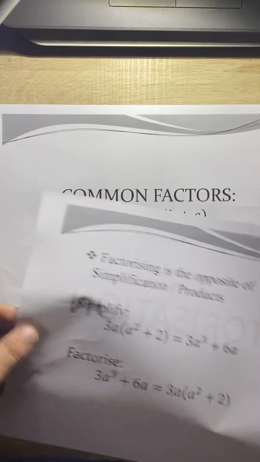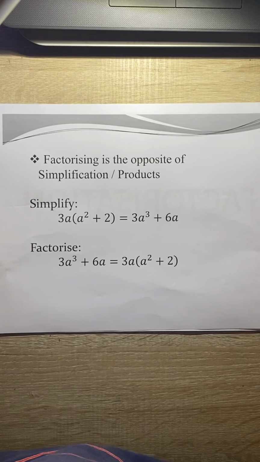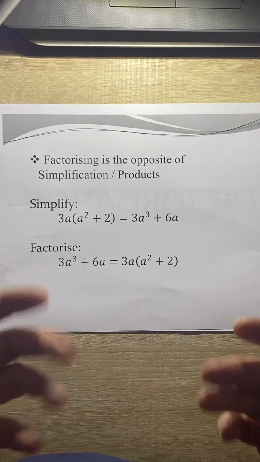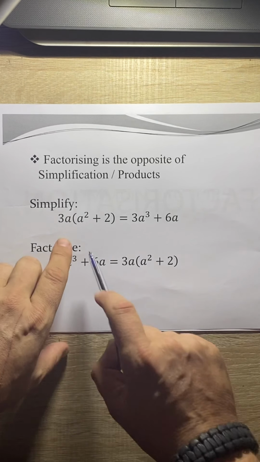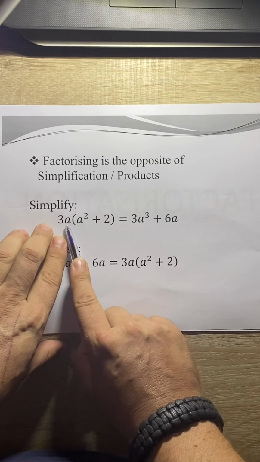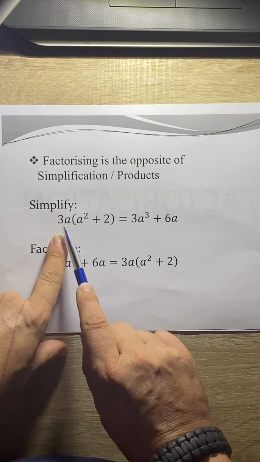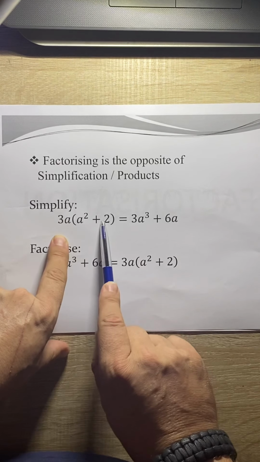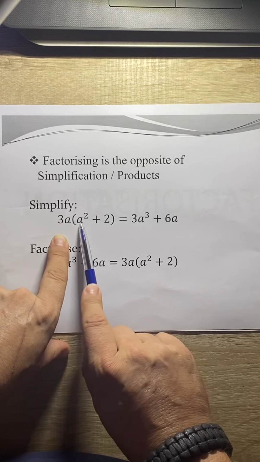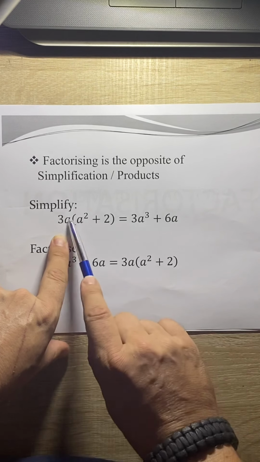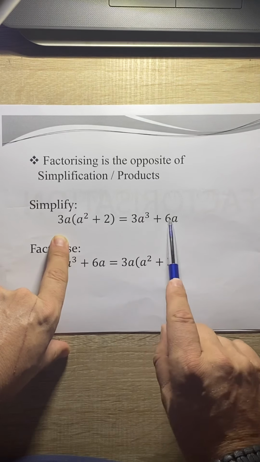So just to recap, factorization is the opposite of simplification or your products. This is what you have just been doing lately, distributing that 3a into the bracket. So 3a times a squared will give us 3a cubed. Then 3a times 2 will give us plus 6a.